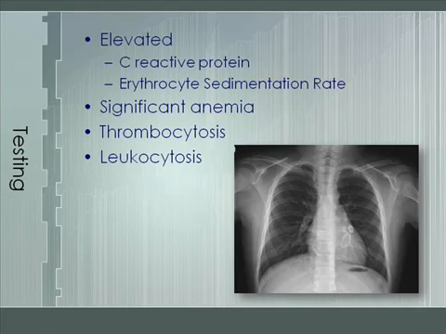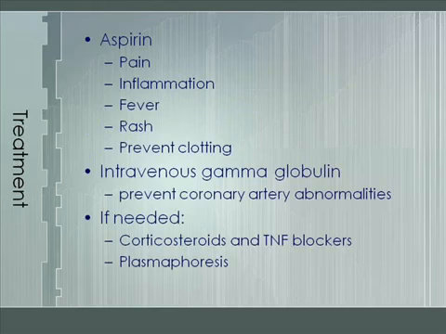When testing for Kawasaki disease in the lab, you are mainly looking for signs of inflammation. As such, you can expect to see elevated C-reactive protein levels, elevated erythrocyte sedimentation rate, significant anemia, thrombocytosis, and leukocytosis. Often, blood and urine tests are performed to rule out other diseases.